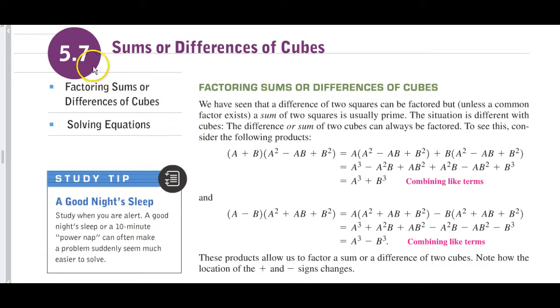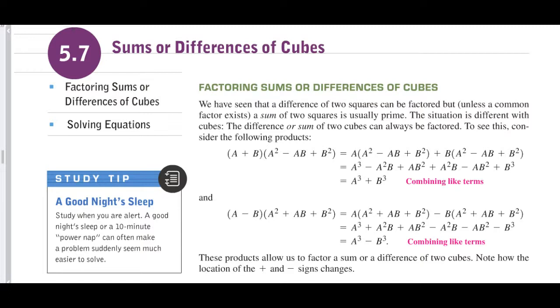On to section 7 now of chapter 5, the sum or difference of perfect cubes. And then we'll also solve equations. Now, what is the sum or difference of perfect cubes?